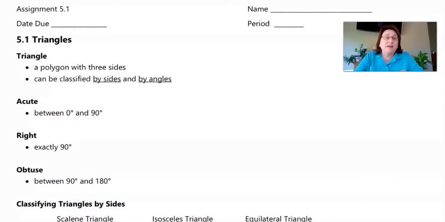Well, first of all, before we can classify anything, we have to remember what a triangle is. It is a polygon with 3 sides, and it can be classified by sides or by angles.